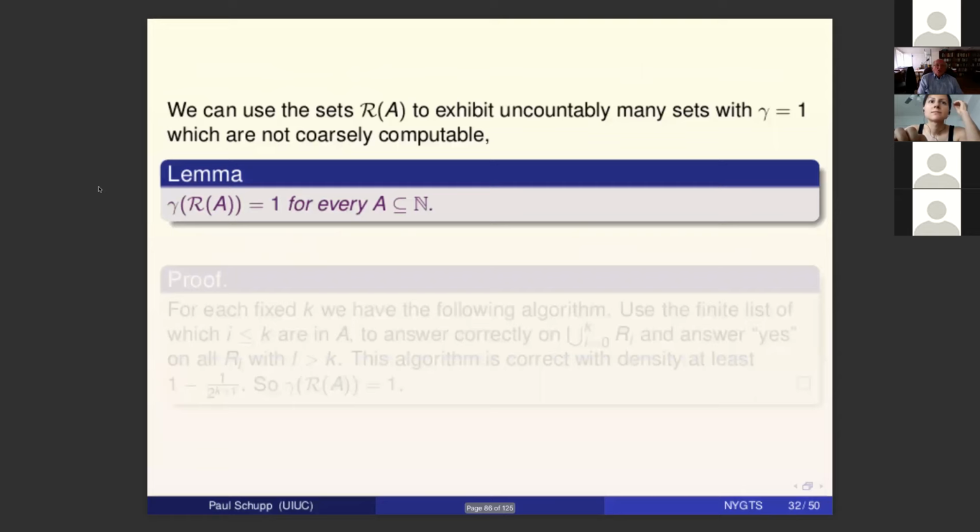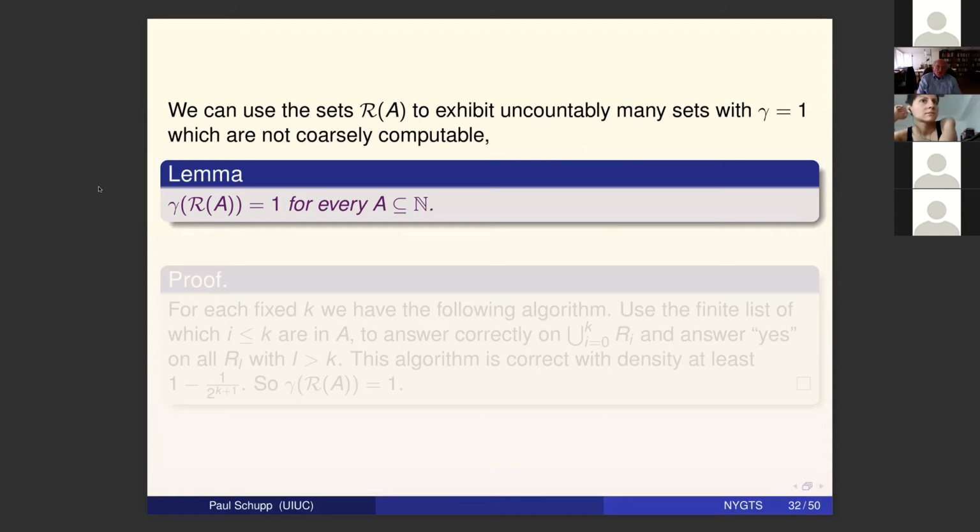Okay, so these sets are useful for many purposes. In particular, the lemma is that gamma of R(A) is actually equal to 1 for every A. Doesn't matter what A is, even as non-computable as possible.